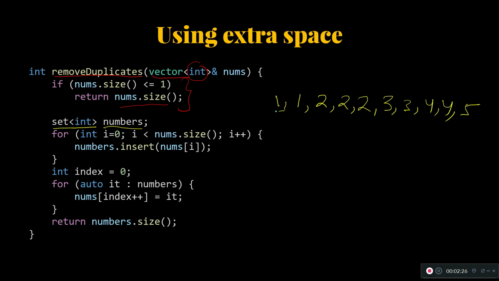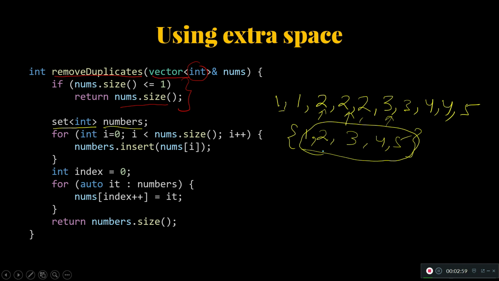When we insert 1, the set will have 1. After that when we again try to insert 1, it will not insert and keep only one element. After that when we insert 2, it will insert 2, and then when again we try to insert 2, it will not insert till we get a new element which is 3, then it inserts, and so on and so forth. So this will be the set. In C++ the set is sorted according to the key, so that means the numbers in the set will be in sorted order.